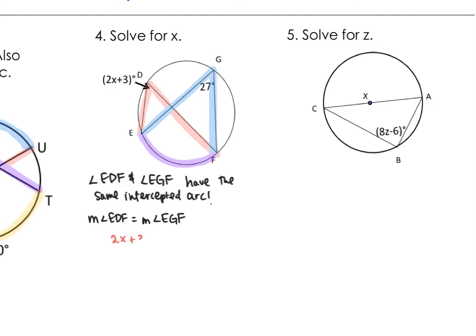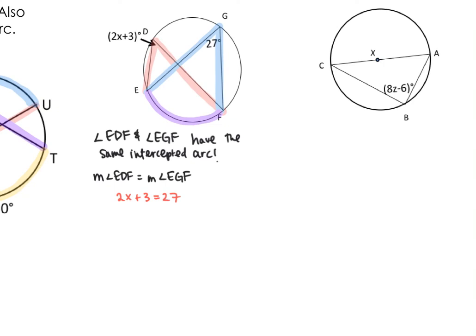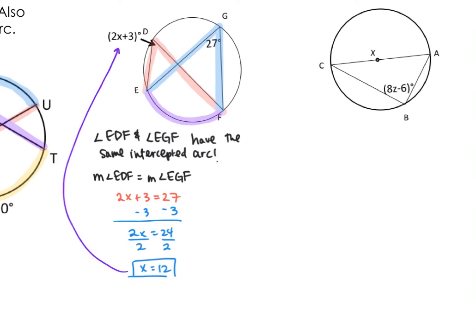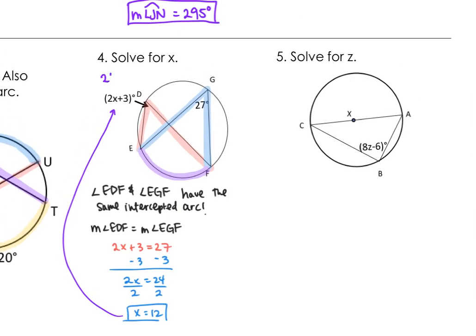So 2x plus 3 equals 27. From here it just becomes a simple algebra problem. We subtract 3, so 2x equals 24, and then divide by 2. So x equals 12. You can always take this and plug it in here. So 2 times 12 plus 3 should equal the same thing here, which it does. It equals 27 degrees.